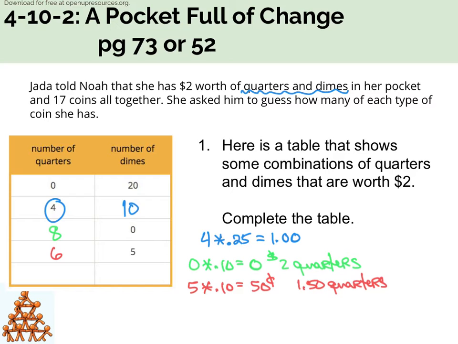And then the bottom table is totally up to you as far as what you want to fill in. So I'm going to let you fill that in yourself, okay?